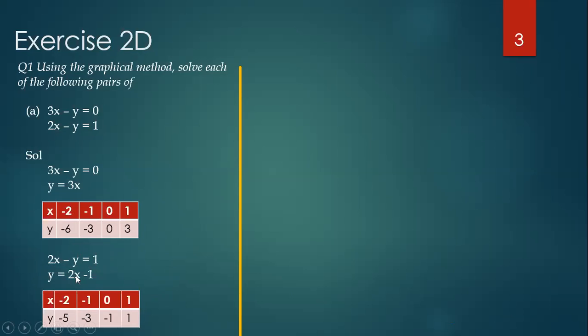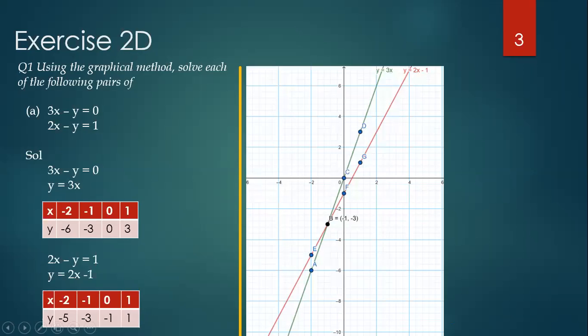So replace x with -1, you'll get y as -3. Replacing x with 0, you'll get y as -1. Replacing x with 1, you'll get y as +1. So once you plot the graph, it will look like this.